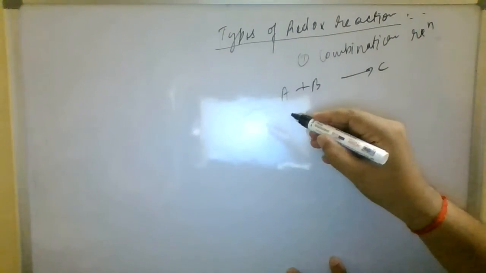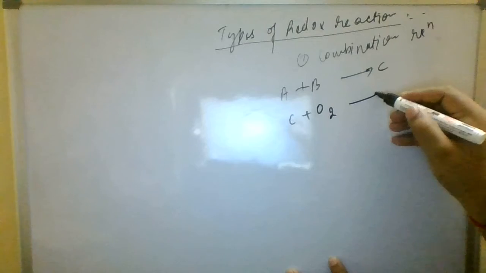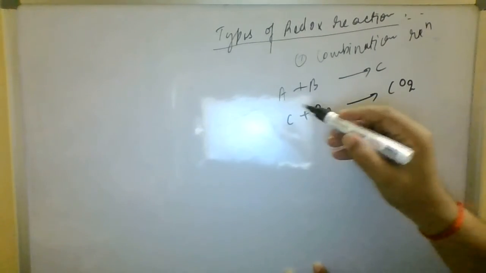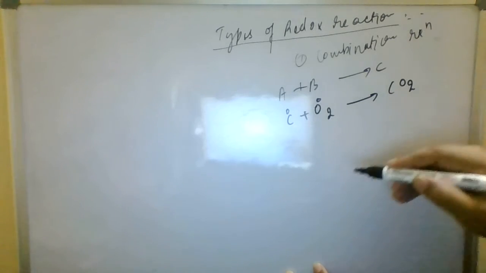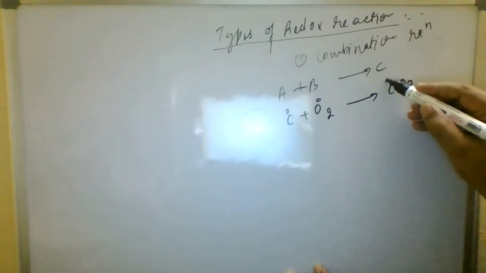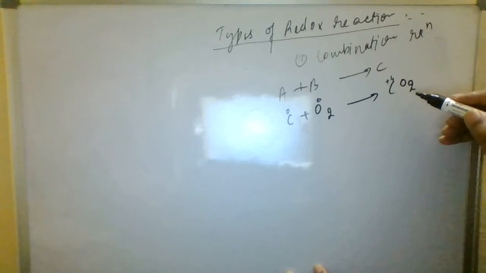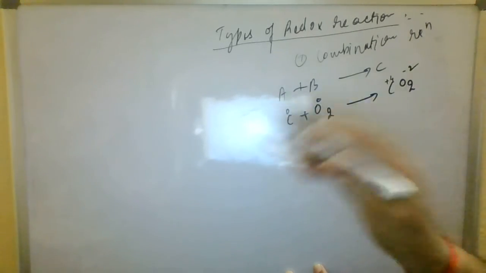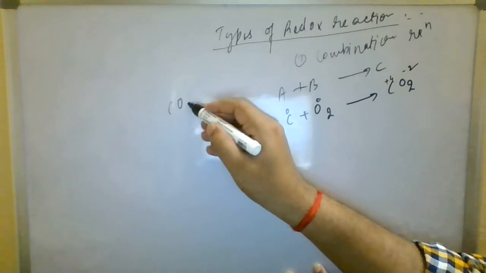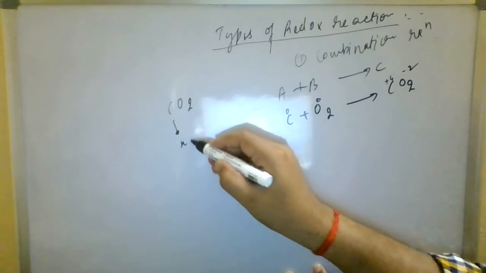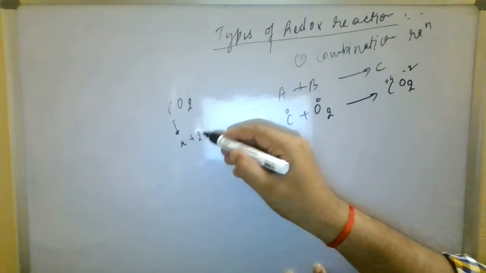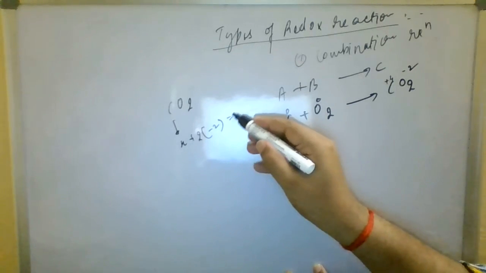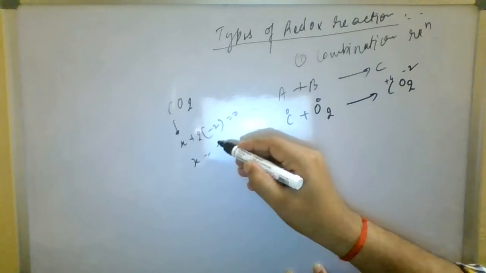Suppose I have carbon and oxygen, combining to form carbon dioxide. Here the oxidation number is 0, here the oxidation number is 0, here it is +4, and here it is -2. How +4, how -2? CO2 is there. To calculate x, oxygen has two atoms, each having a 2 negative charge, equal to 0, so x is equal to +4.